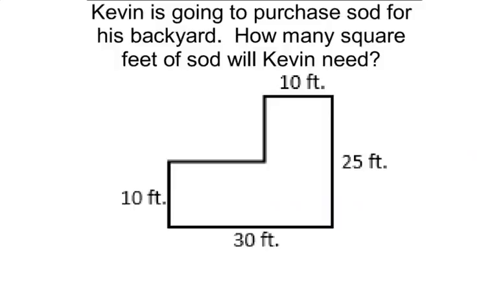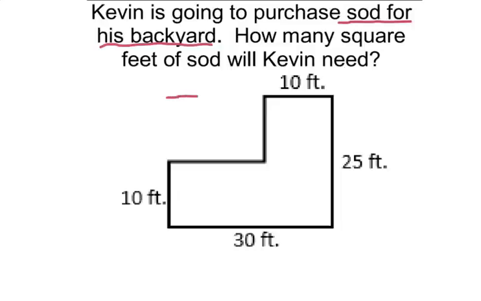Kevin is going to purchase sod. Okay, sod is basically patches or squares of grass on top of dirt. So they put that down on the ground. People water that, and then that becomes the new nice grass in the yard. So Kevin is going to purchase sod for his backyard. How many square feet of sod would Kevin need? Okay, so basically we need to find the area of this shape right here.